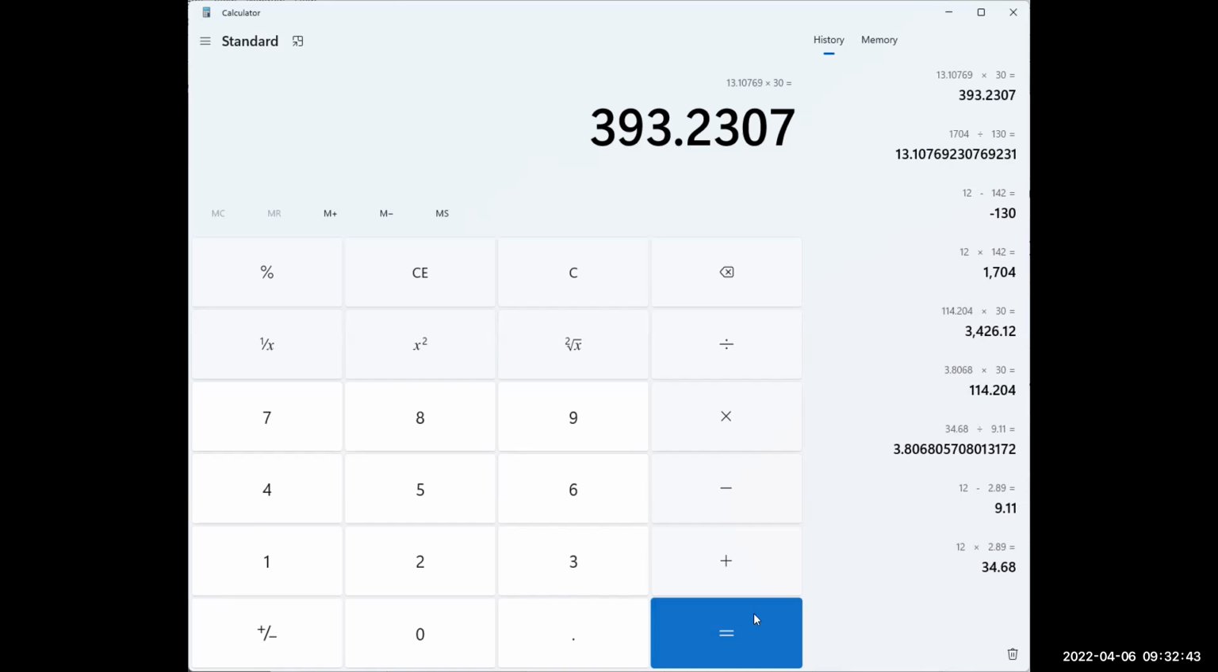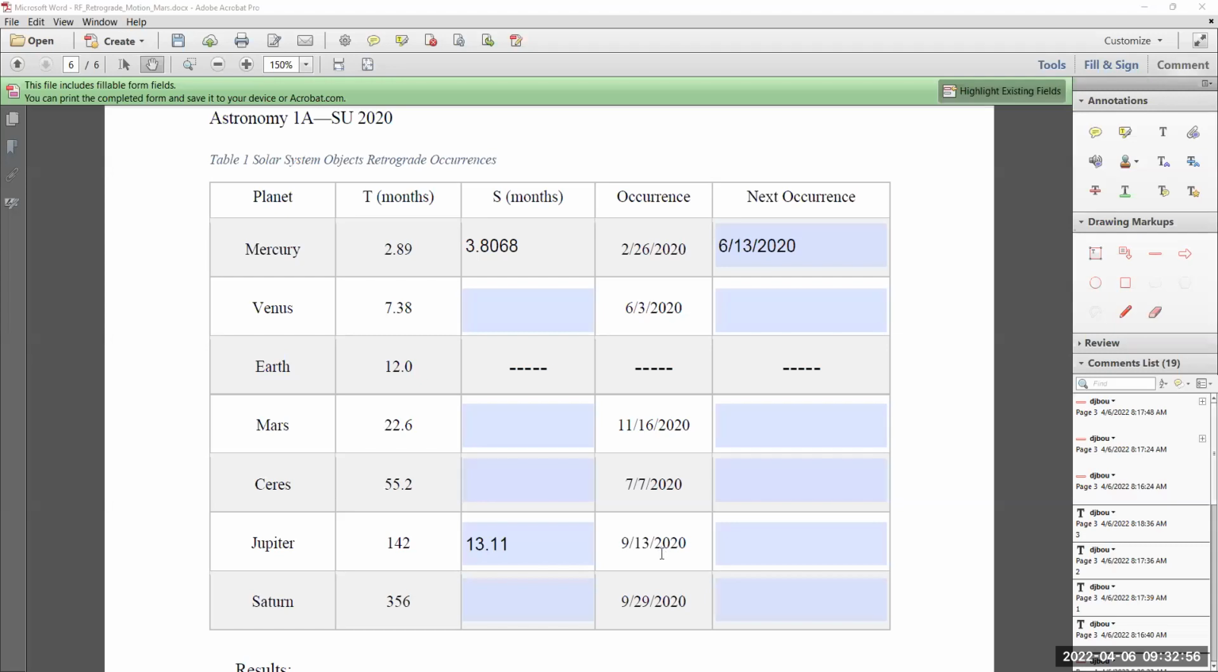So instead of doing Excel this time around, I'm going to add 393 to which date? Let me share the screen again. To this date, which is September 13th of the year 2020, okay? I need to add 393, slightly more than a year, basically. That's what that means, because the year is 365.